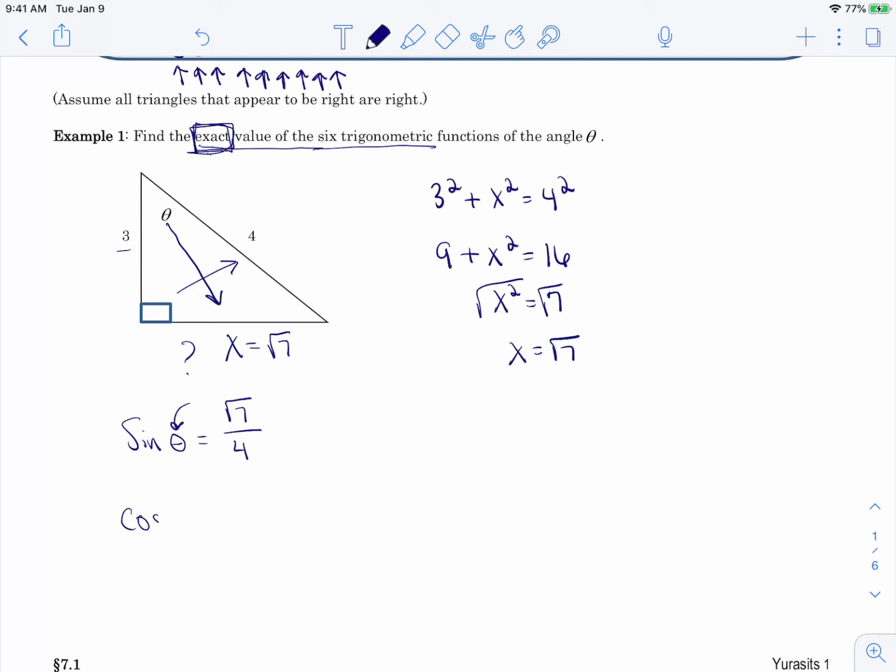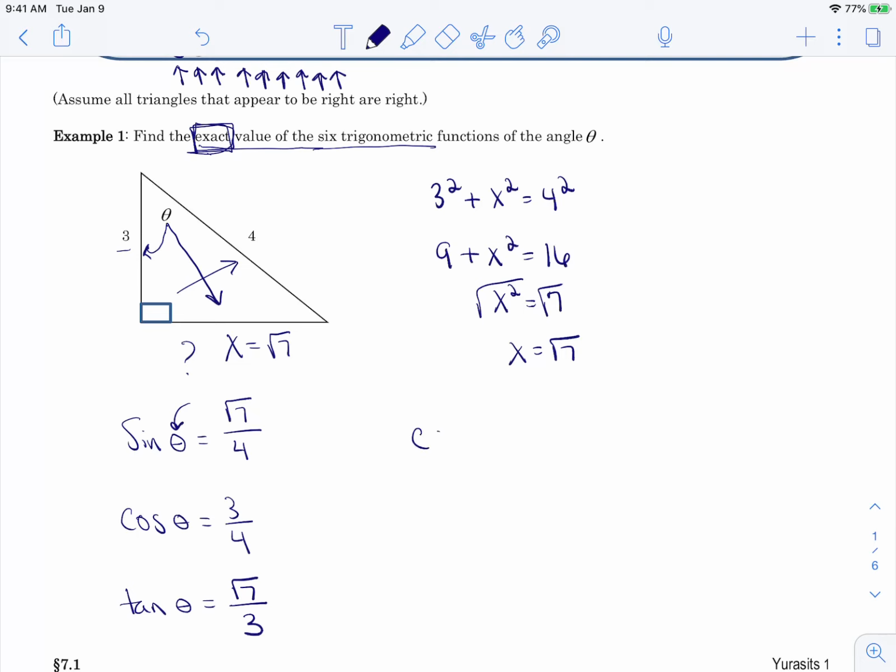All right, cosine theta. CAH, so adjacent. What's adjacent to your theta? 3. And what's your hypotenuse? 4. Tangent of theta, TOA, opposite, root 7 over adjacent, 3.